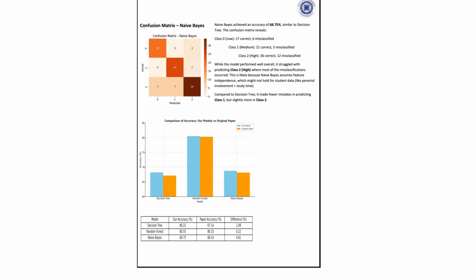For the performance of the Naive Bayes model, it has an accuracy of 68.75. It's very close to decision tree, and the confusion matrix shows it predicts class 1 well but has trouble with class 2, where most errors happened. That may be because Naive Bayes assumes features are independent, which doesn't always work well with real student data.